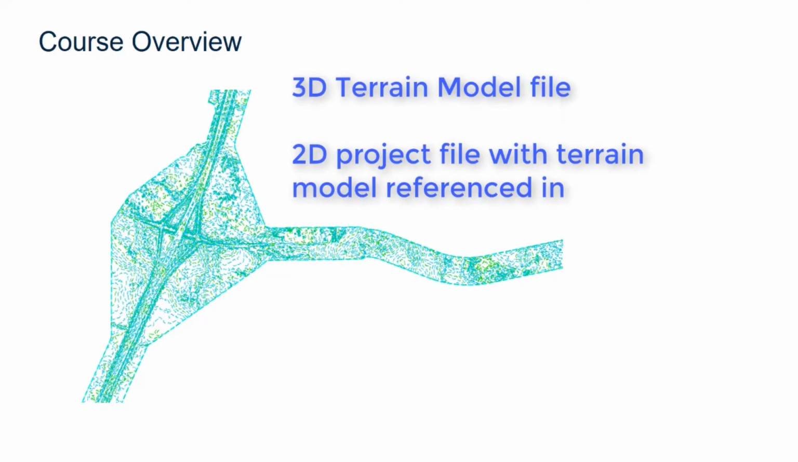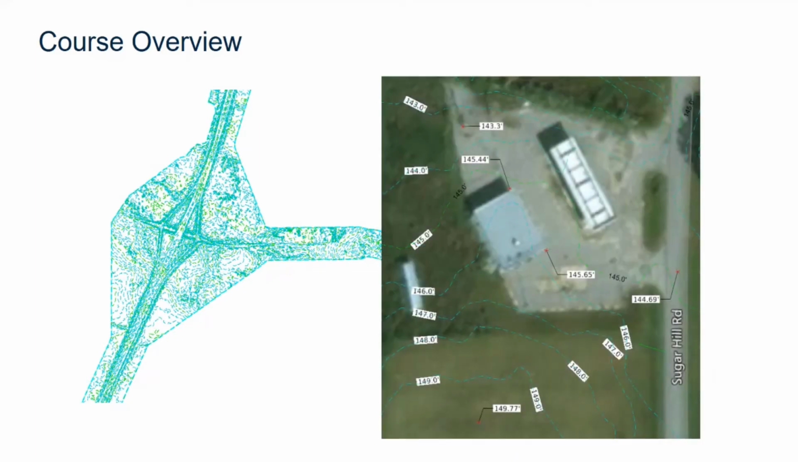In this course, you will learn how to work directly in a 3D terrain model file, as well as in a 2D project file with the terrain model referenced in. You will learn how to display the terrain features and how to label contour and spot elevations. You'll also learn how to display a background map and label the terrain slope at a single point and between two points. Let's get started.